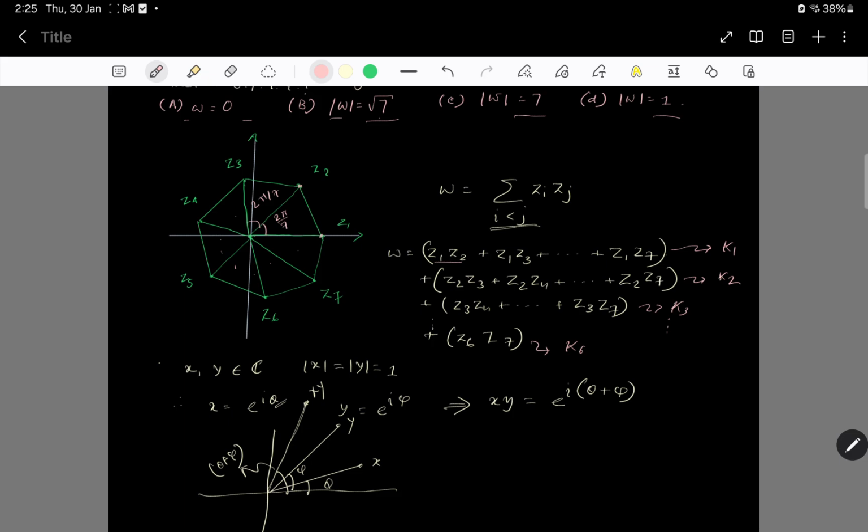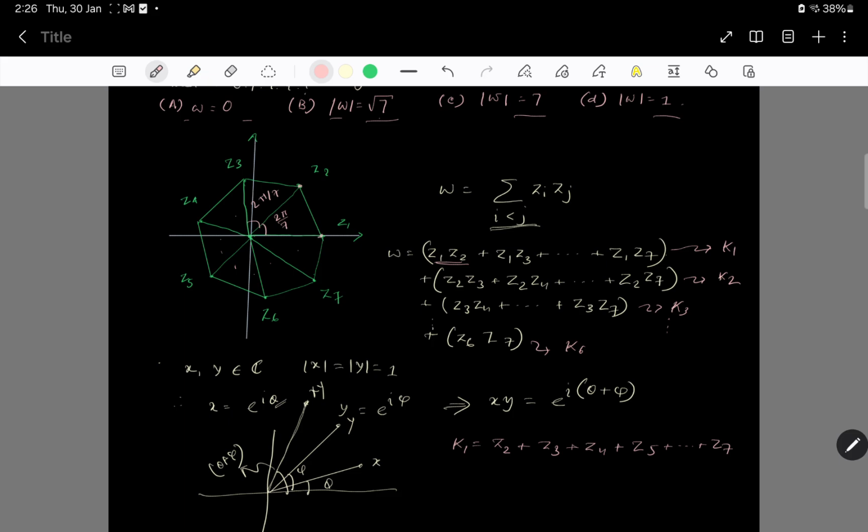You can write anything you want. For the sake of simplicity, I'm just writing it over here to explain. Now what will be our k1? In the k1, our first term is z2 plus the second term, that is z1 multiplied with z3, which is just the number itself, z3, plus z4 plus z5 plus dot dot dot z7.